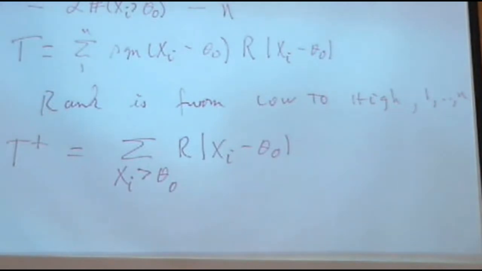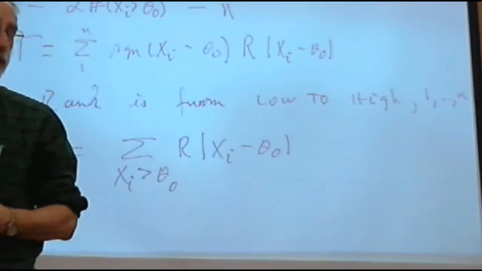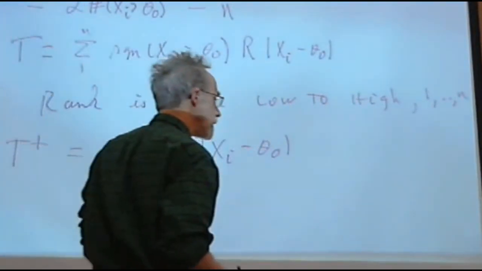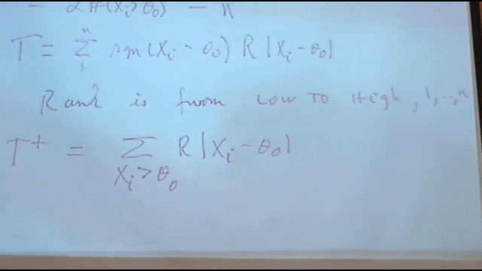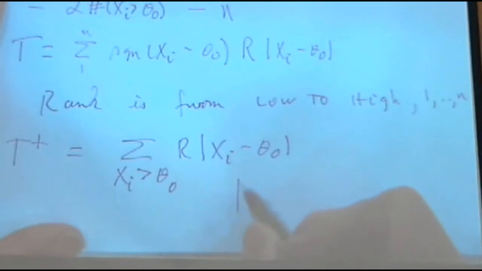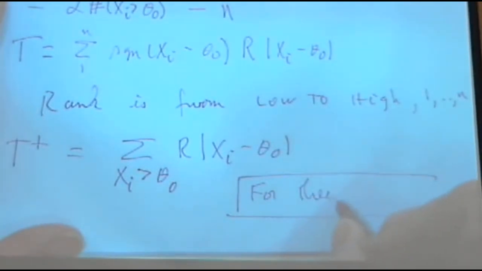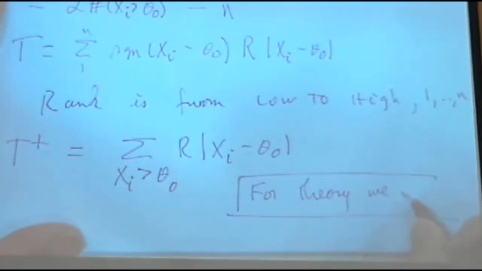Now, this involves the distances, and those weights will be the same if the distribution is symmetric. Okay? And so this is the bad news. For theory, we need symmetry. But there's a way we could line this out.